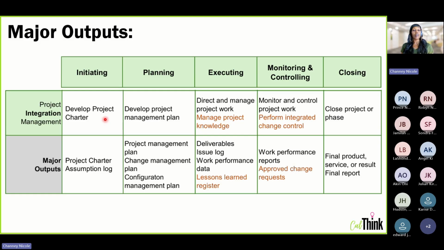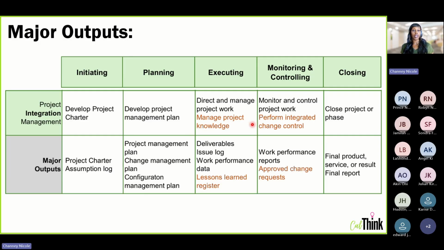So for example, develop project charter has 2 outputs. It has the project charter itself and the assumption log. People often forget about the assumption log, but they are 2 major outputs from develop project charter process. For develop project management plan, you're going to get 3 major outputs. You're going to get your overall project management plan, your change management plan, and the configuration management plan. You'll want to know that all three of those come out of this process of developing the project management plan.